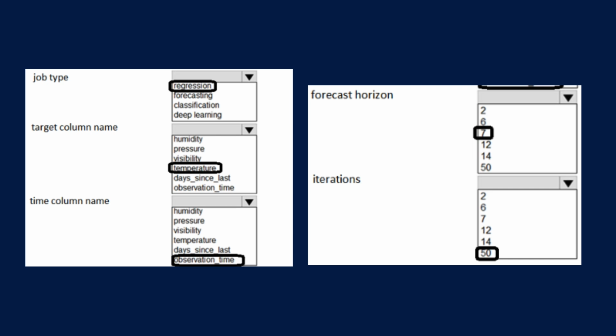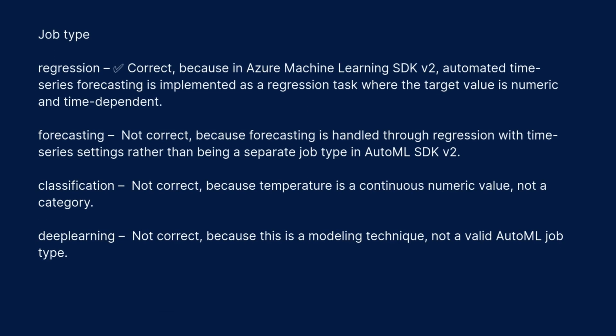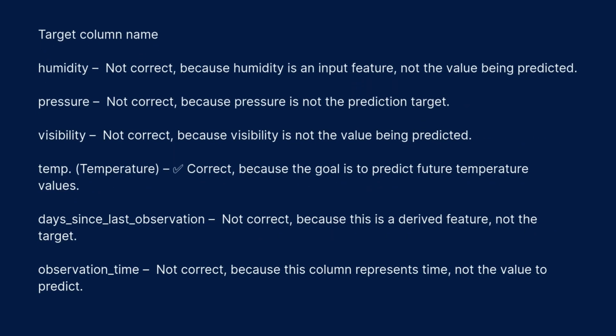Now let us look into it one by one. For job type, the answer is regression. This is correct because in Azure ML SDK v2, automated time series forecasting is implemented as a regression task where the target value is numerical or time dependent. The target column is temperature because in the question the goal is to predict the future temperature value.